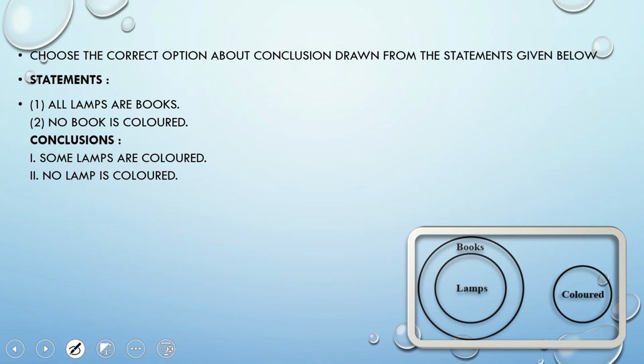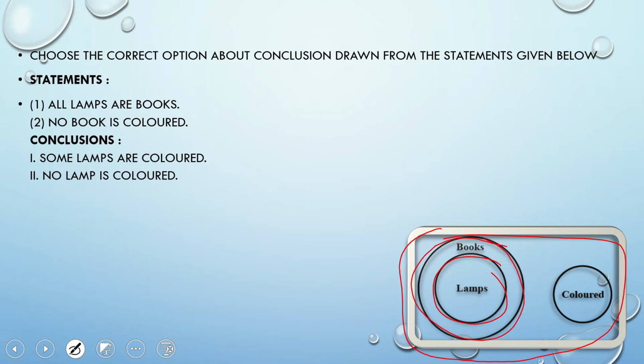We have another question. Choose the correct option about the conclusion drawn from the statement below. Statement: all lamps are books. Okay, you have to see this Venn diagram here. All lamps are books means all lamps are books.